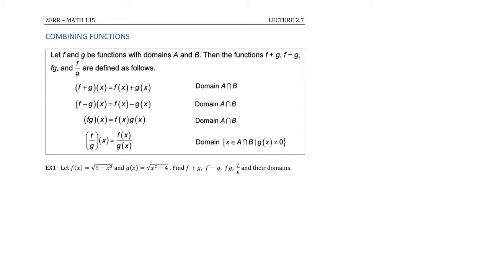Okay, let's look at what happens when we combine functions and think about what happens with their domain. So first I'm going to investigate this function f of x is equal to the square root of 9 minus x squared.